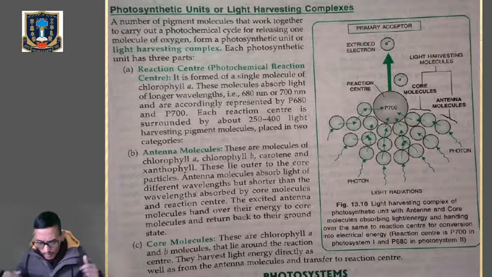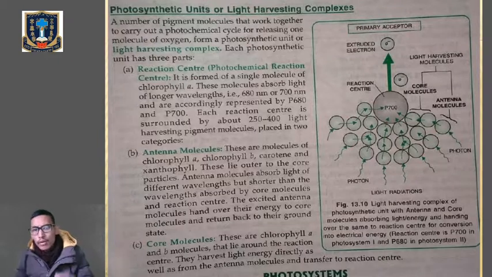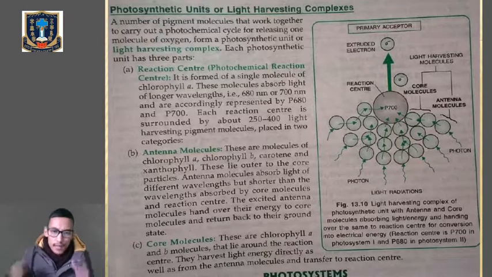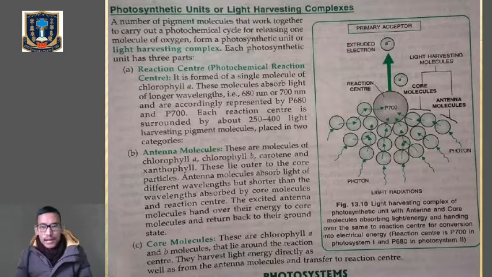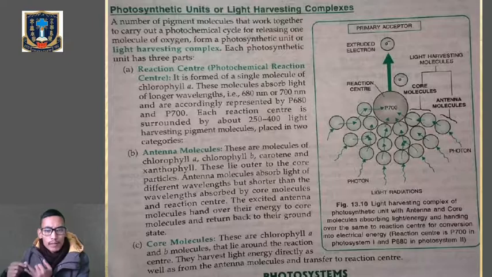Okay, and such units are mainly called the light harvesting complexes, and such complexes are made up of three parts. One is reaction center, number two is antenna molecule, and number three is core molecules. So these three form the light harvesting complexes. Okay, so let's discuss each and every part.